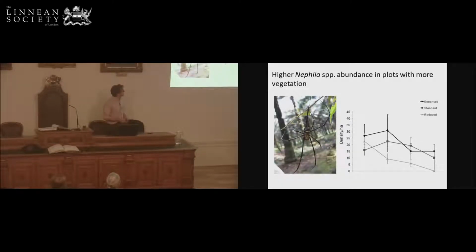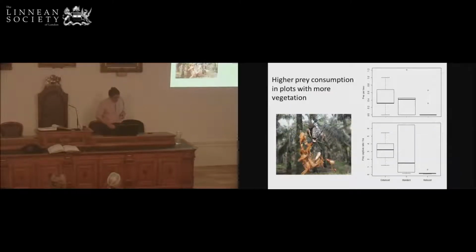And of course, the rather beautiful Nephila spiders, higher numbers in the enhanced and the normal plots than there are in the reduced. This is over time here, but you can see the numbers are dropping. This is because we were monitoring over an El Nino event, so a very dry event, so the numbers went down. They go up again afterwards, actually. So the spiders themselves, these beautiful Nephila, go up in abundance when you've got more complex understory habitat. And again, that has knock-on effects, because when there's more Nephila, of course, you get higher prey consumption rates. You get higher numbers of pest species and things being eaten both per hour and per hectare in these plots with more understory compared to those without.